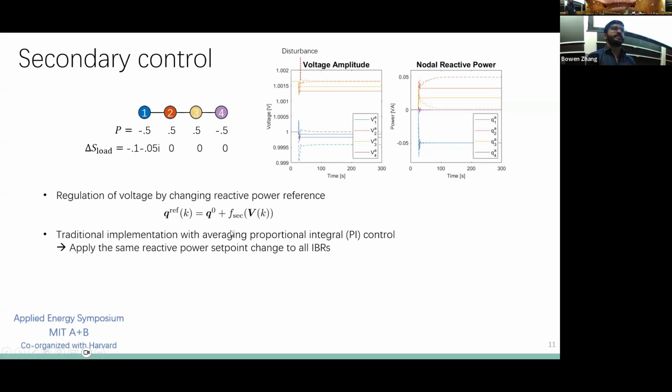And the traditional implementation we use is an averaging proportional integral control, which essentially looks at the average voltage deviation in the network and then comes up with the update to the set point, and then it applies the same set point change to all the inverters in that network.